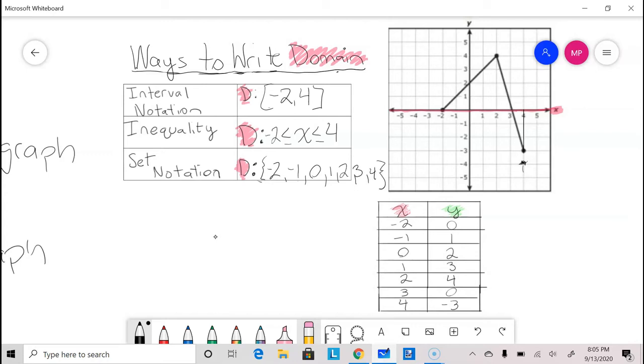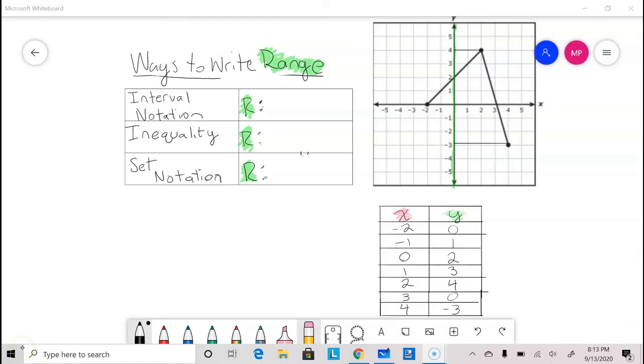So all we have to do for set notation is just list off the values. So I hope this helped with the ways to write domain. We're going to look at the ways to write range next. Now we're going to talk about the ways to write out range using interval notation, the inequality form, and set notation.